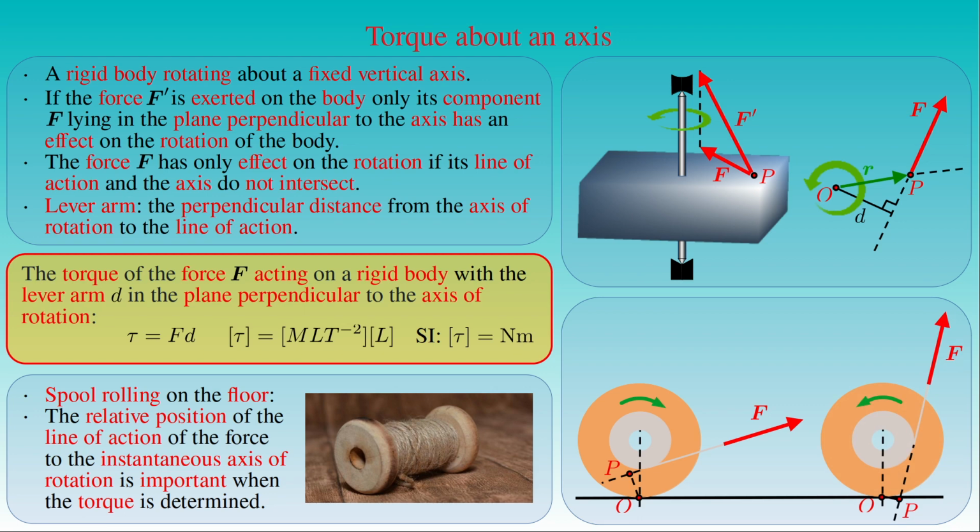In the figure, the point O denotes the contact line of the spool and the floor serving as the instantaneous axis of rotation for the spool. In the first case, the force F rotates the lever arm OP in clockwise direction about the instantaneous axis of rotation, that is the torque tau of the force F about the axis of rotation is negative. In the second case, the force F rotates the lever arm OP in counterclockwise direction about the instantaneous axis of rotation, that is the torque tau is positive.